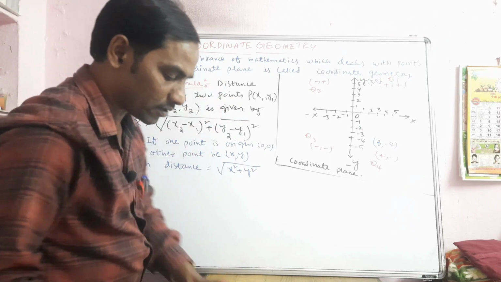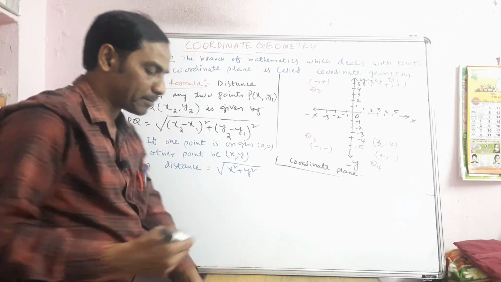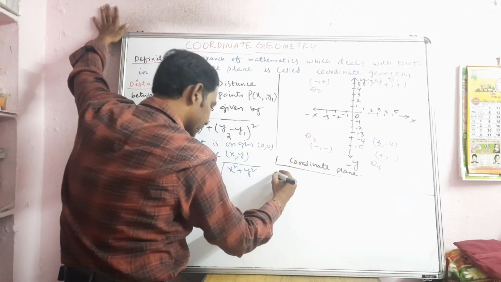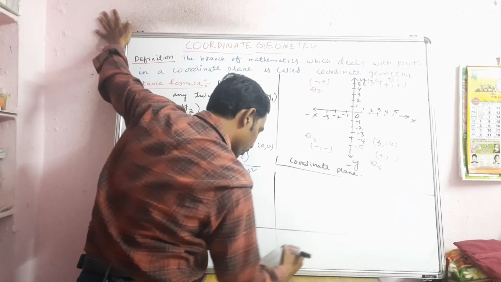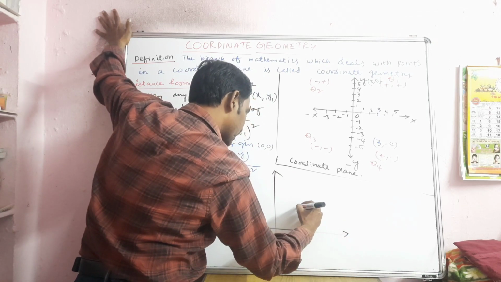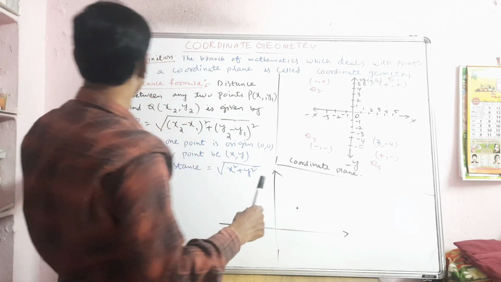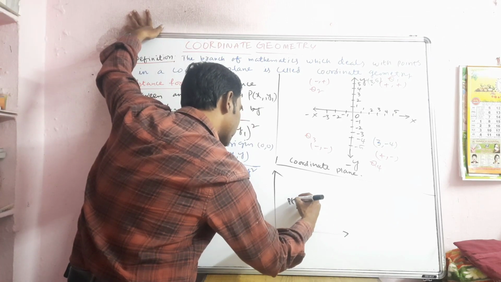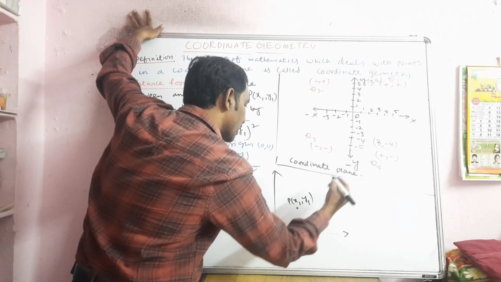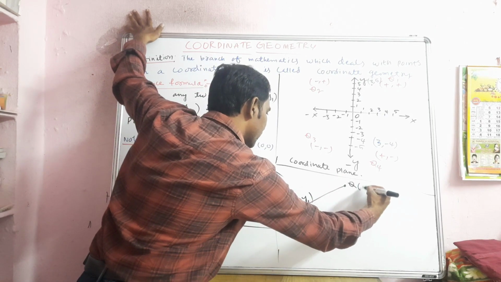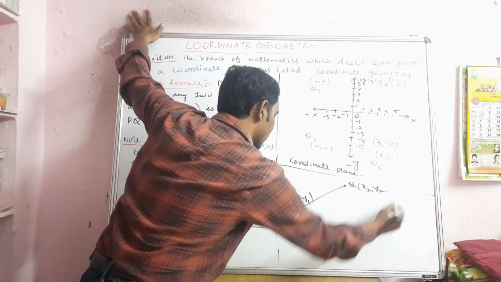Now I am going to explain the distance formula. For example, I am taking one plane. I am taking 2 points. Say this is point P, and this is point Q. Let the point Q be x1 comma y1. And another point you take here, that is x2 comma y2, for example.